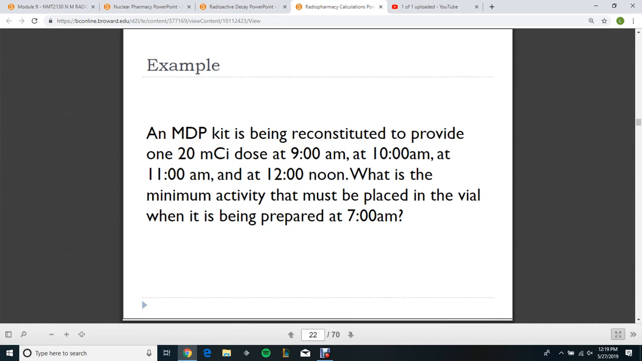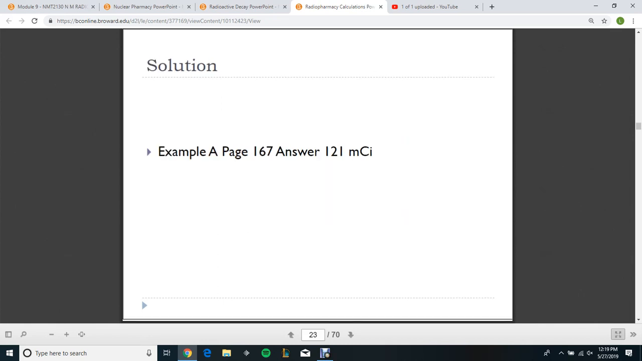So you're going to have to do it 4 different times, and then after you're done, you'll add all 4 of your final doses together, and that's how you get the 121 millicuries.